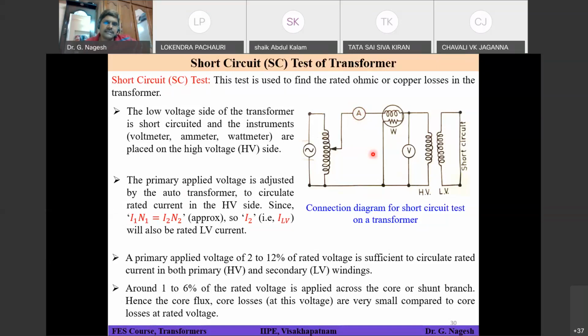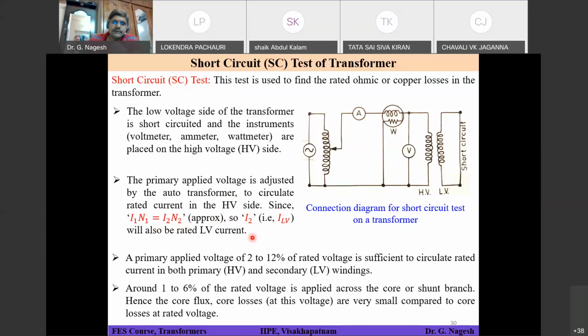That means your ammeter should indicate that calculated value of current. In the example we have considered, HV is 1000 volts, as I have told. So 20 kVA divided by 1000 volts is 20 amperes. So 20 amperes should be indicated in your ammeter. Then only rated current is flowing in the primary winding as well as in the secondary winding. So to circulate the rated current in the HV side, since I1 N1 is approximately equal to I2 N2, I2, that is on the LV side, is also the rated LV current. We have already stated I1 by I2 is equal to N2 by N1.